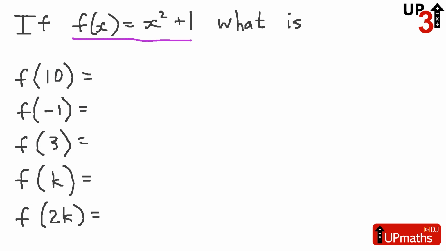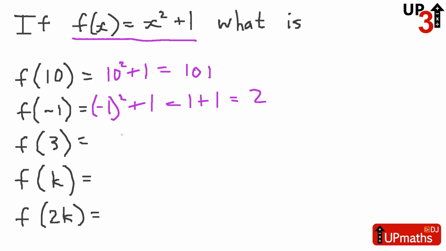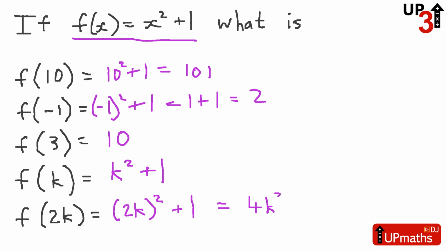Now we've been given what the function is. So have a go in your own time if you like. Well, 10 squared plus 1 is 101. That would be minus 1 squared plus 1, which is 1 plus 1, which is 2. That would be 10, just saving time a bit. Now that's k squared plus 1, because we can't work it out, so we have to write in the algebra. Now, that's going to be 2k, because everything in the brackets has to be squared, plus 1, which I'm going to simplify as 4k squared plus 1.